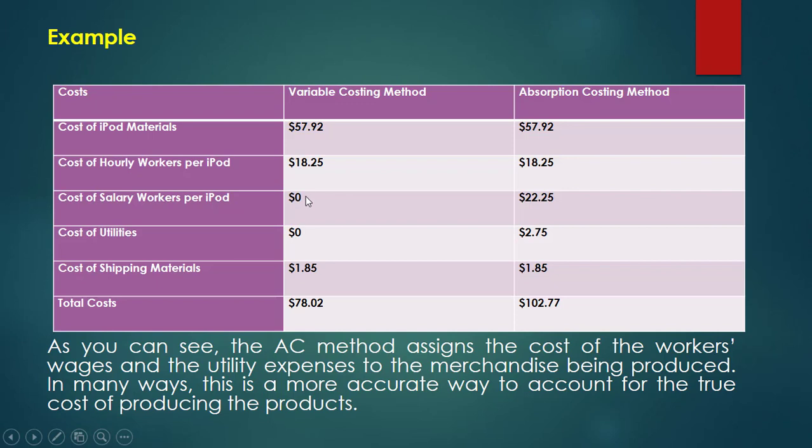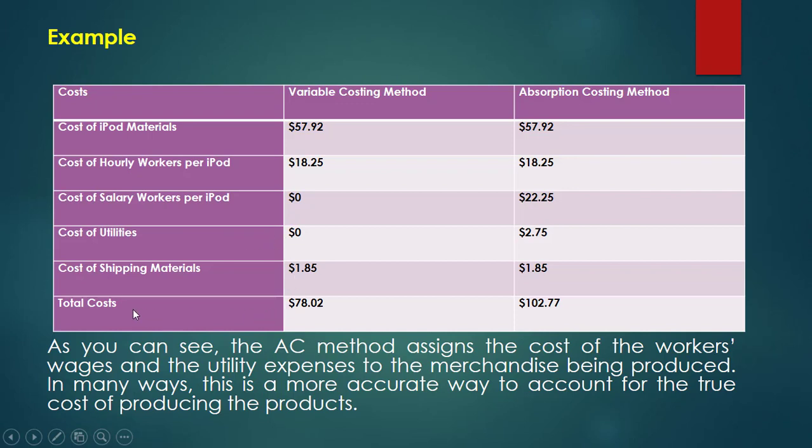In the variable costing method, it's 0, but in absorption costing, you can see there is a cost. So like that, for cost of utilities, I have given 0 and here 2.75. So all other things remain the same. Only two things differ: one is cost of salary workers per iPod, which was not included in the variable costing method, and cost of utilities was not considered while costing.